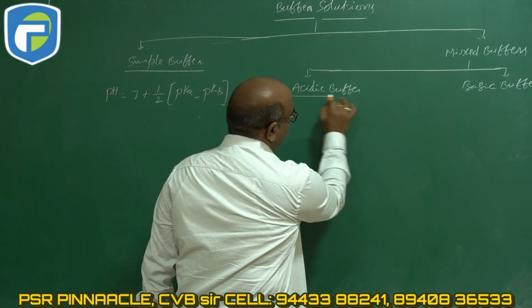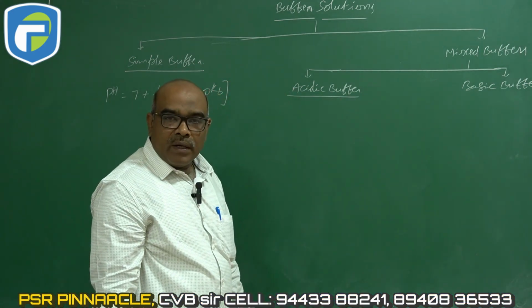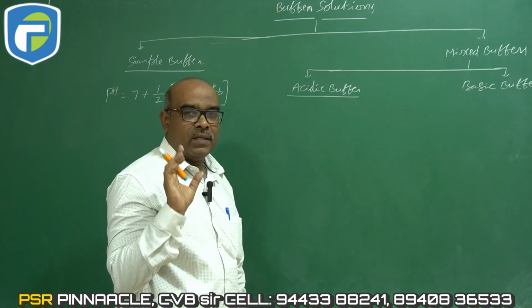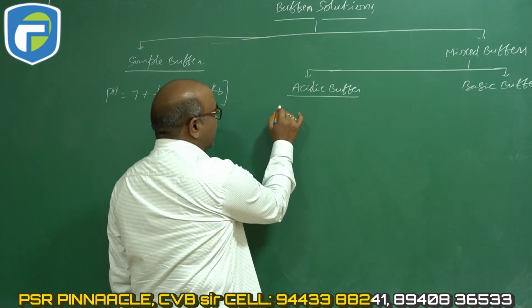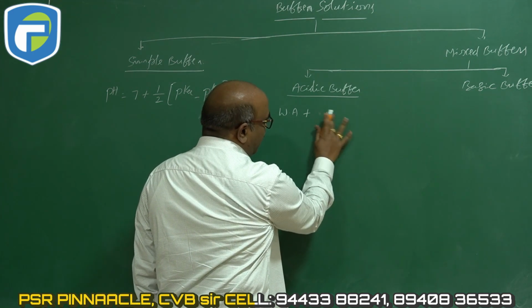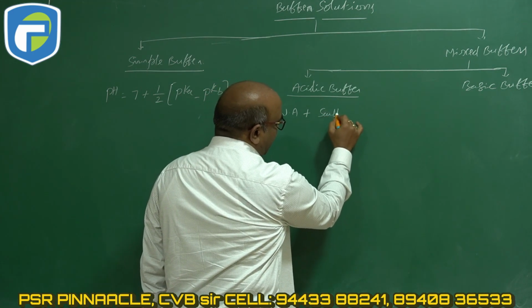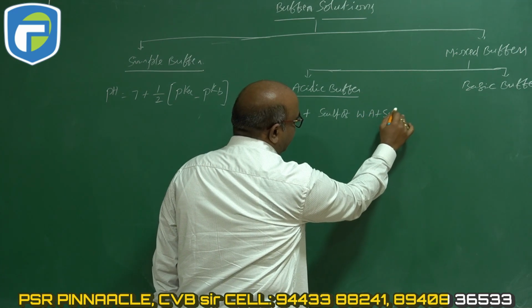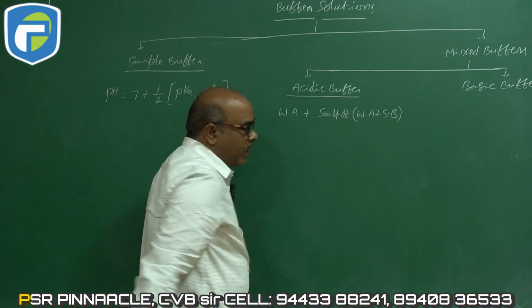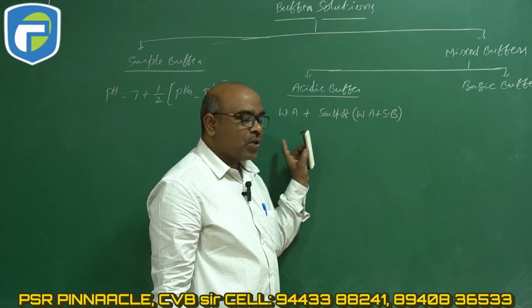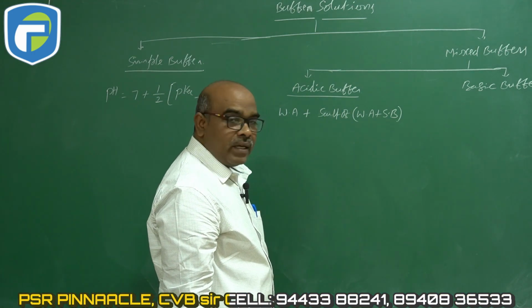Acidic buffer. Acidic buffer means it is a mixture of a weak acid and its salt with a strong base. Weak acid plus salt of this weak acid with a strong base acts as an acidic buffer.